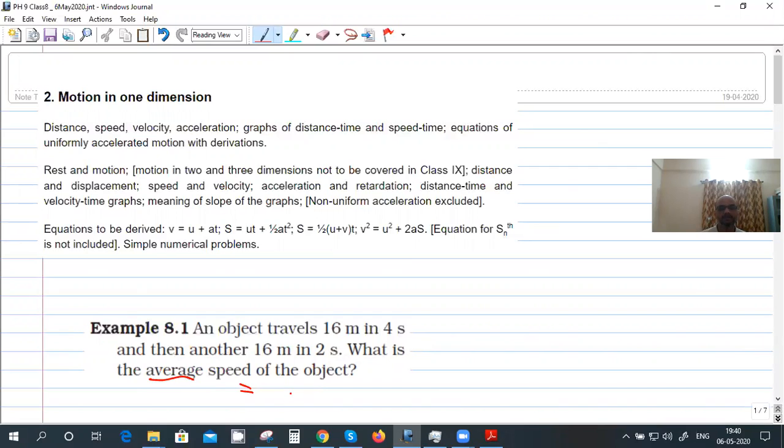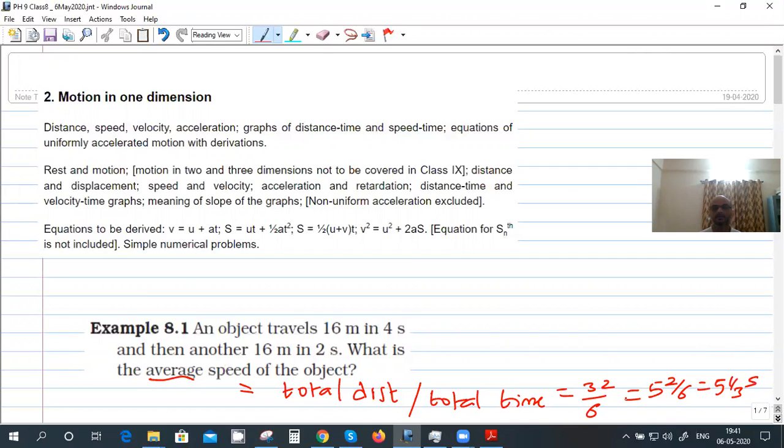So what is the definition of average speed? It's the total distance covered divided by the total time. The object travels 16 meters in 4 seconds, another 16 meters in 2 seconds. So 32 by 6. So it is 5 and 2 sixths, which is 5 one third. You said 5.33, right? Yes. Try to get it in fractions, mixed fractions.